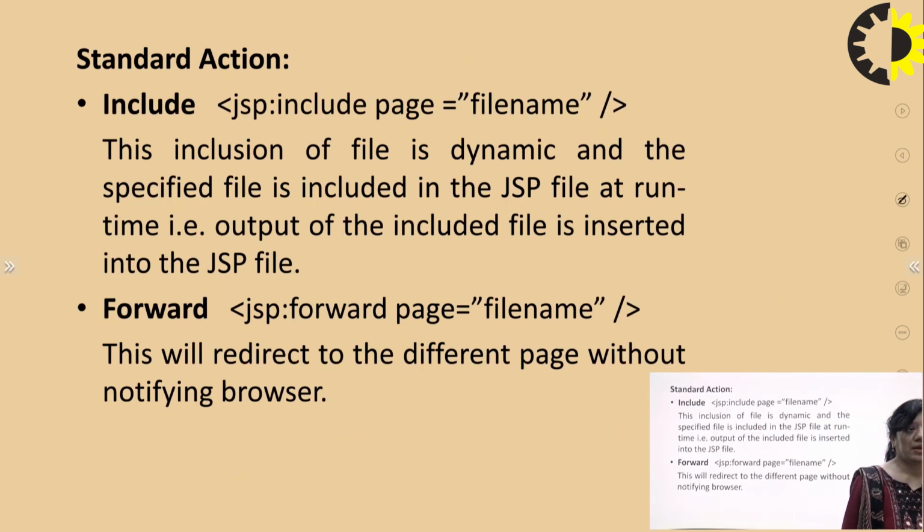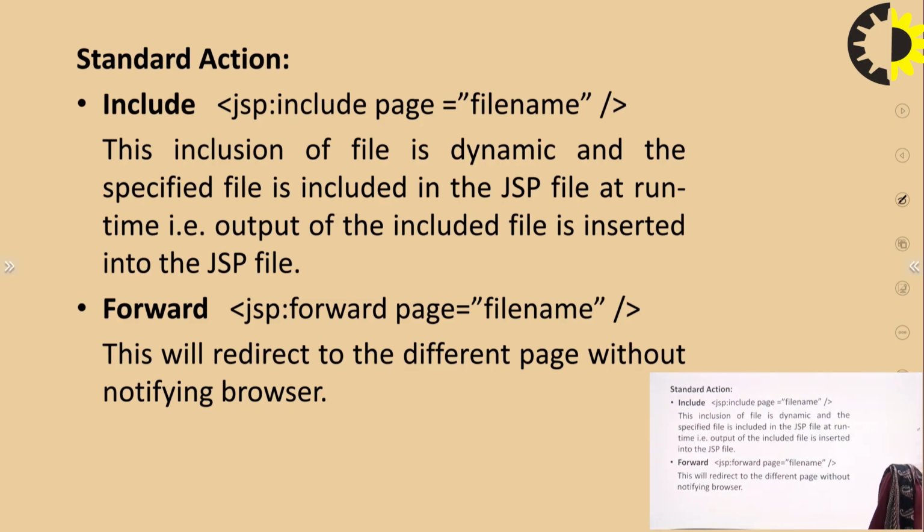So standard action, we have two standard actions. First one is include and second one is forward. So include means the inclusion of the file is dynamic and the specified file is included in the JSP file at runtime. That means the output of the included file is inserted into the JSP file. So the syntax is jsp:include page equals to which file we want to include in our action. So this is the syntax of include.